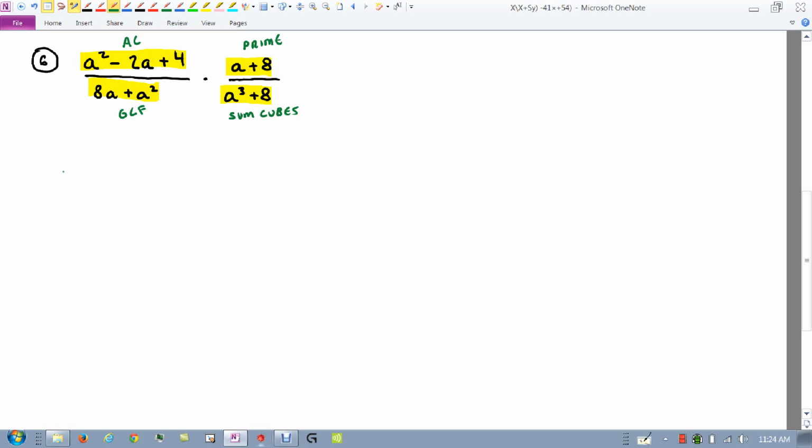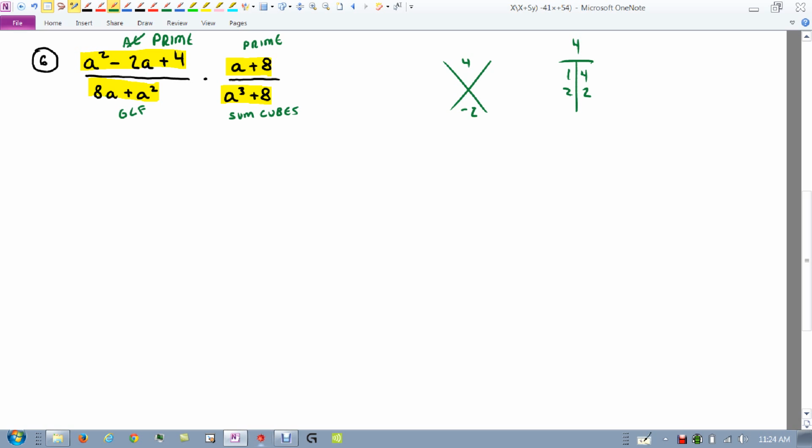So when I do AC method on the top left, let's see what we get. Let's see if it works first. I have to get a 4 and a negative 2. I do not think that's going to work, folks. You cannot come up with two numbers. The only things that multiply to 4 are 1 and 4 and 2 and 2. There's no way we're going to get a negative 2 out of that. So that's prime, so I'll leave that one alone.